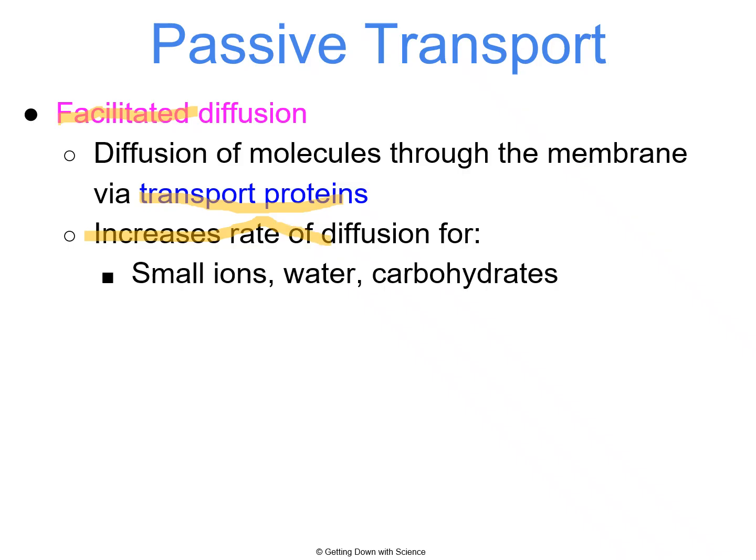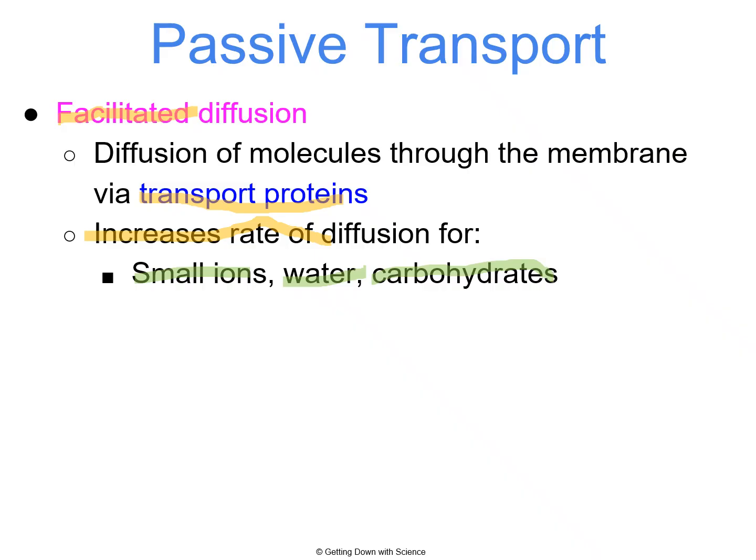So what are some of these particles that need to be helped across? We have small ions, water itself, and water is facilitated by a type of transport protein called aquaporins. And then we have carbohydrates that also need help crossing.